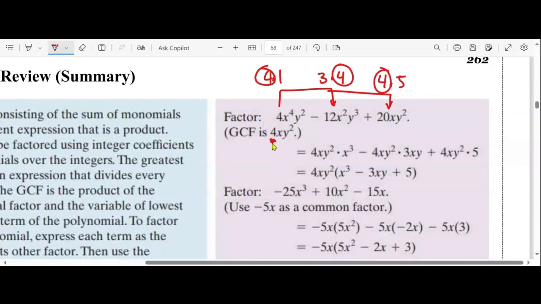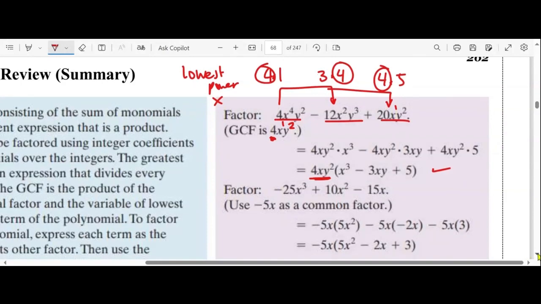So we take 4. What about x? We take the lowest power. Which one is the lowest power? X to the power 1. Very good. And what about y? Take the lowest power, y squared. Okay? Clear? So we take this outside and then you divide each one of them by 4xy squared. So you get x cubed minus 3xy plus 5. That's your answer. Next one.